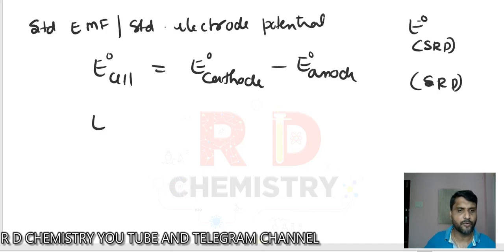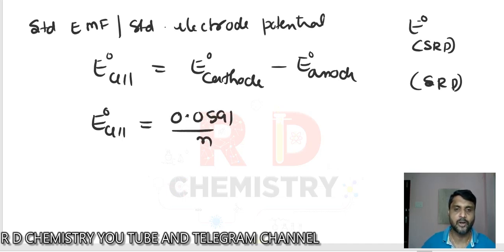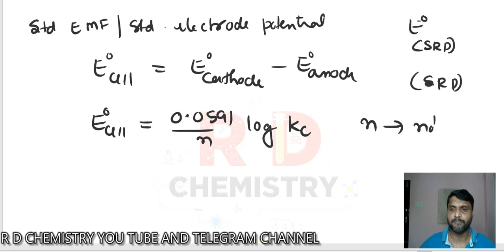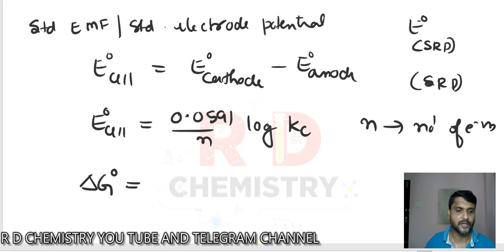Then we have the formula connecting E naught cell to the equilibrium constant: E naught cell equals 0.0591 divided by n log Kc. We can find out the equilibrium constant. N stands for the number of electrons transferred or gained during the anode or cathode reaction. Right? Then, how to calculate the Gibbs free energy change? Delta G naught is equal to minus nF E naught cell.